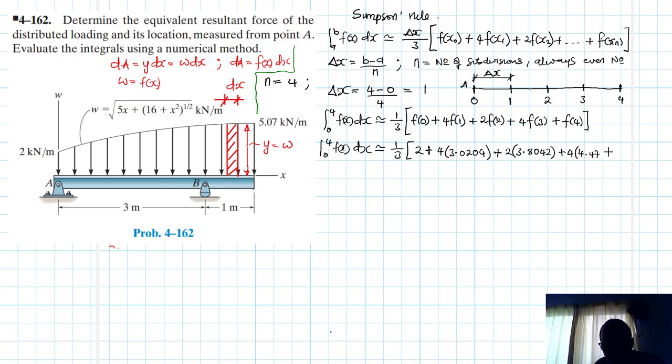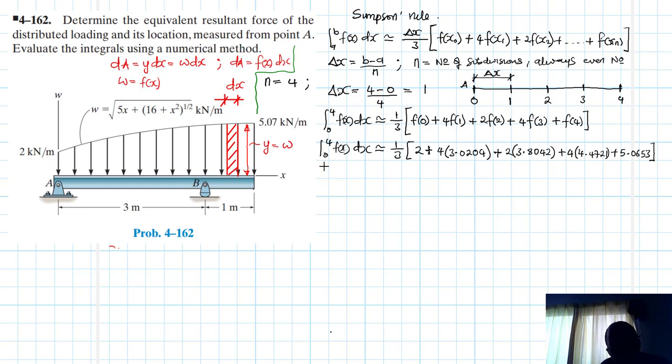Okay, 4.472, 4.4721. And then finally we have a 16 plus 16, okay, root of that, plus 20, root of that. So we have a 5.0653.